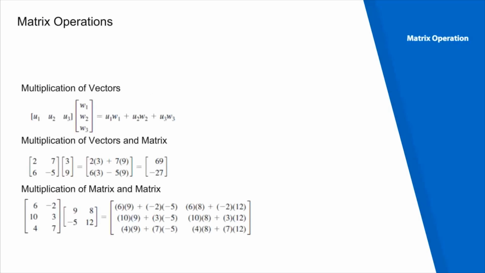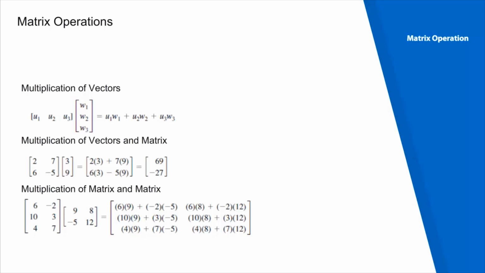Now let's talk about matrix operations. There are 3 variants of matrix multiplication. The first one is the multiplication of vectors, where one is a row vector and the other is a column vector. Point to note is that in matrix multiplication, row vector with row vector or column vector with column vector multiplication is not defined. Then second, there is a multiplication of a vector and a matrix.